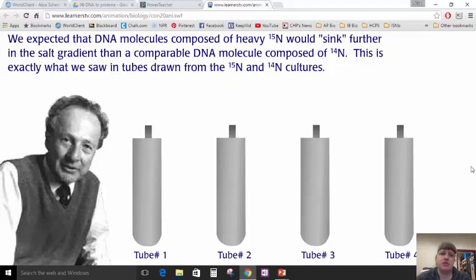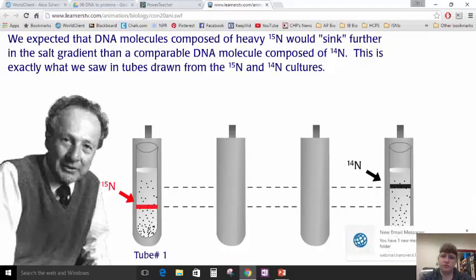So we expected the DNA molecules that were made of the heavy nitrogen-15 would sink further in the salt gradient than compared to the DNA molecules of the nitrogen-14. And that's actually exactly what they saw when they looked at the samples drawn from the different cultures. So you can see here that the nitrogen-15 was much lower than the nitrogen-14. And this is, of course, the comparison. So these are the two controls, the start and the one that was only ever done in the nitrogen-14.